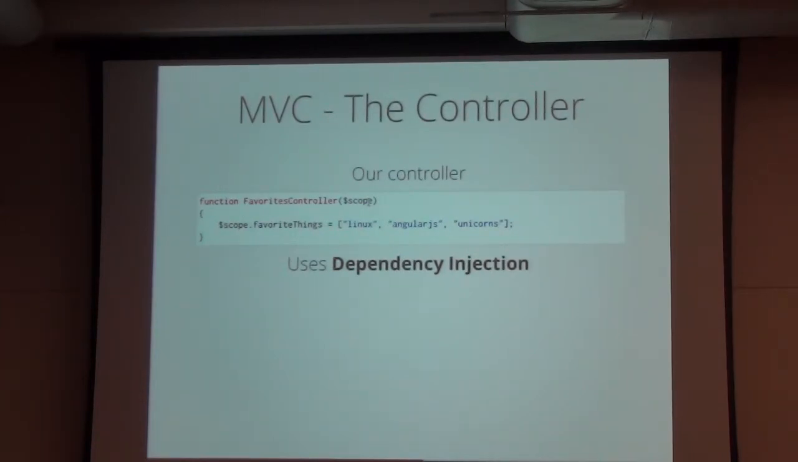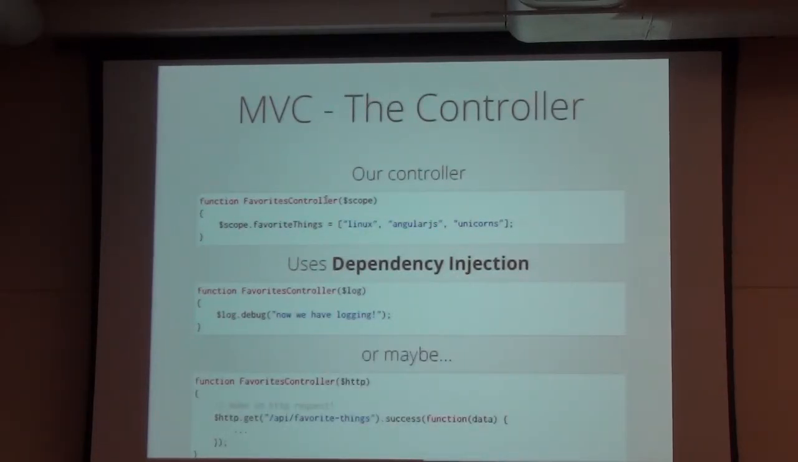This pattern is called dependency injection. Basically, we're not instantiating our objects in our controller. We're just putting our dependencies as parameters, and AngularJS is in charge of giving us those dependencies. There are a couple of other things besides scope we can use. For example, we can use $log, and AngularJS will inject a log variable that gives us debug logging, error logging, and warning logging.